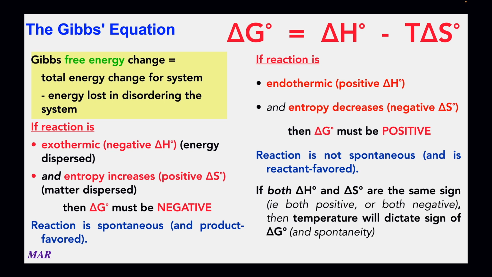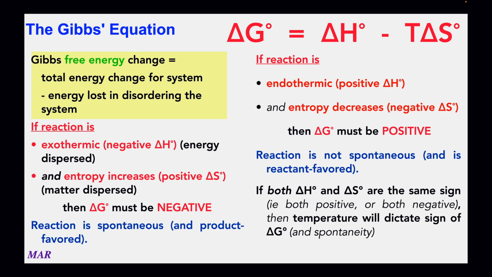If both delta H and delta S are the same sign, then temperature is going to be a huge factor in determining the spontaneity, i.e. determining if the reaction will occur or not, all right? High temperatures will make one set of conditions spontaneous. On the other hand, for the other set of conditions, low temperatures will make it spontaneous. This is just something to keep in the back of your mind.